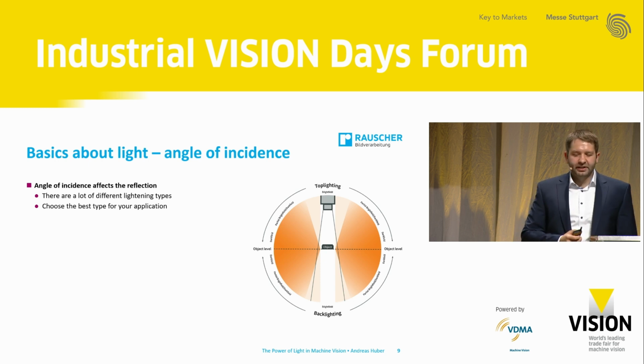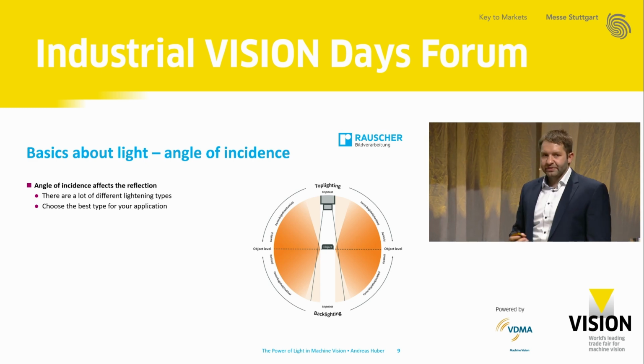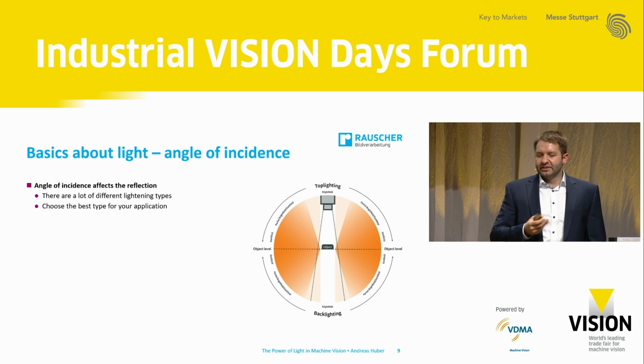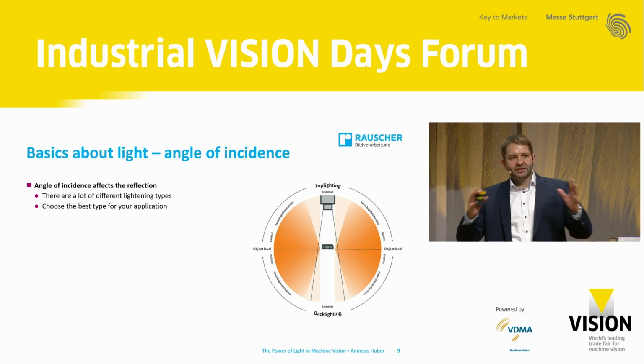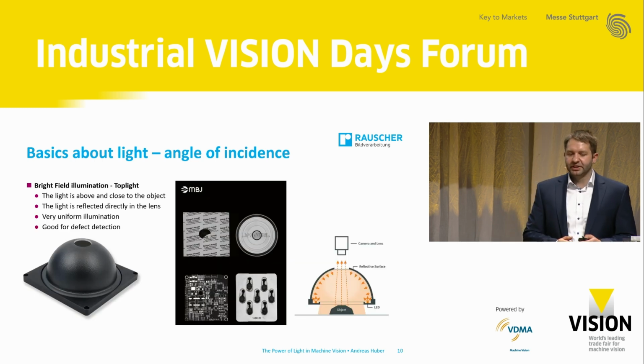Another important thing is the angle of incidence. So of course you can have a top light, you can have a backlight. If your light is at 90 degrees to the object, it's called a bright field illumination. If you have 0 degrees, it's a dark field illumination. And with different kinds of illumination, you can have different effects on your picture.